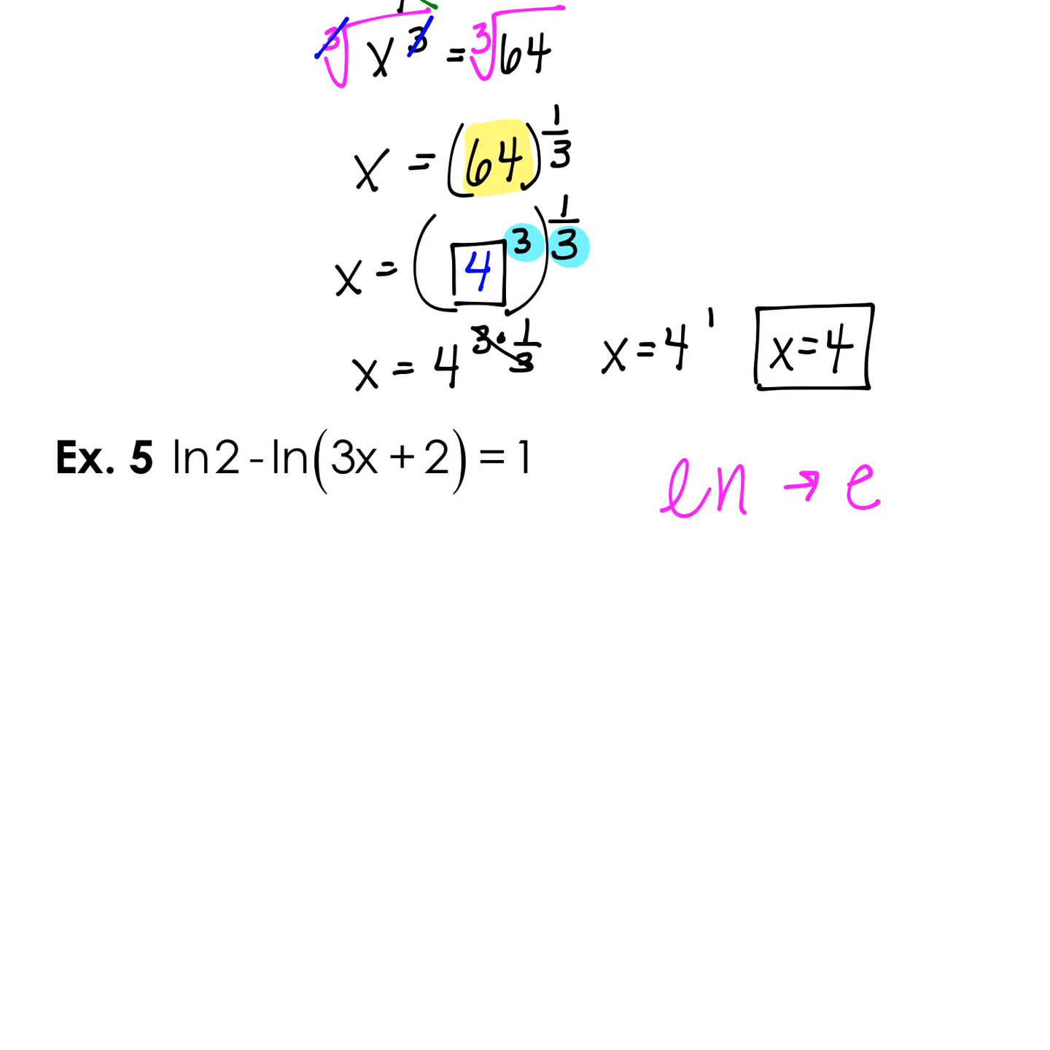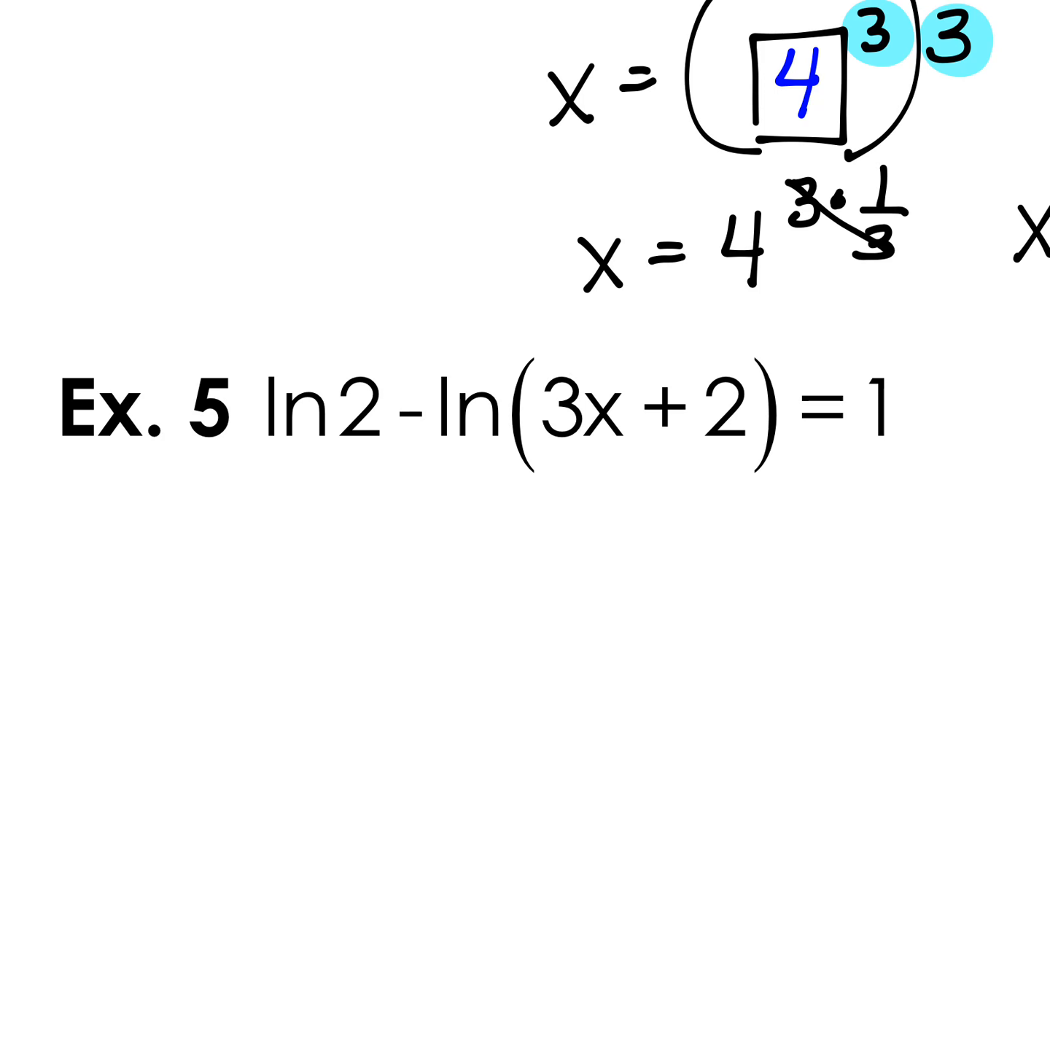So right now, though, go ahead and see how you can condense down to 1 ln. So we're treating it the same way we do a log. So because it's minus, we're going to say 2 divided by 3x plus 2 equals 1.